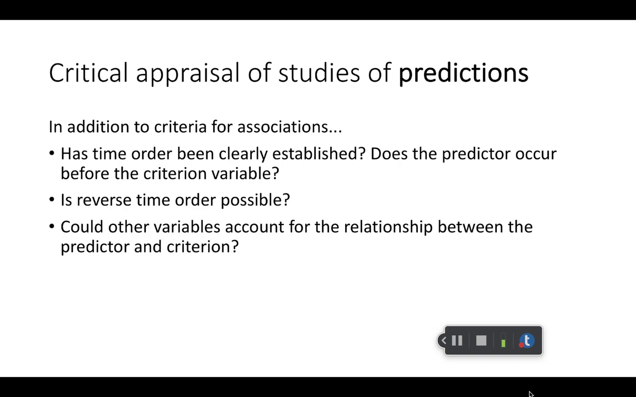Now, in critically appraising studies of predictions, we'll add a few more questions. Has time order been clearly established? Are we sure that the predictor occurs before the criterion variable? Is reverse time order possible? And again, could other variables account for the relationship between the predictor and the criterion variable?